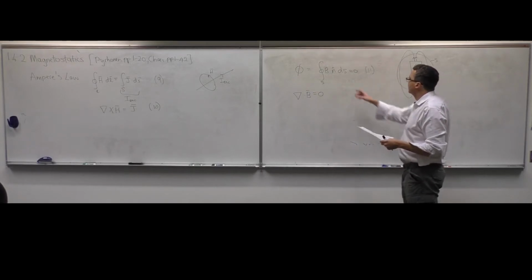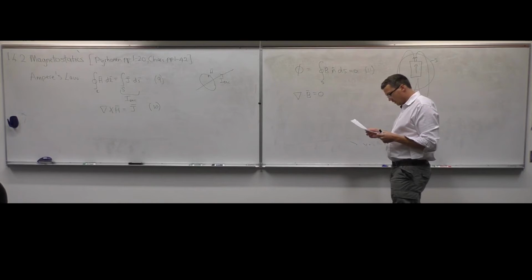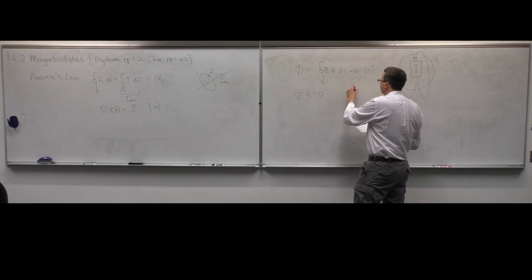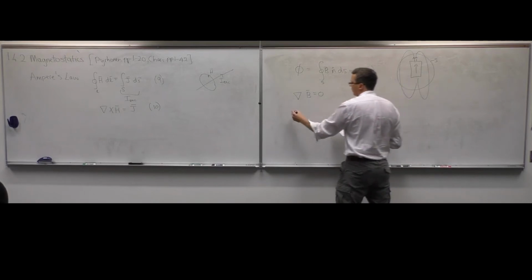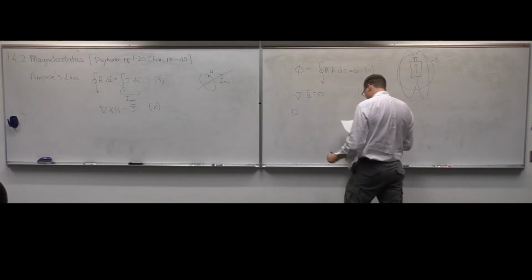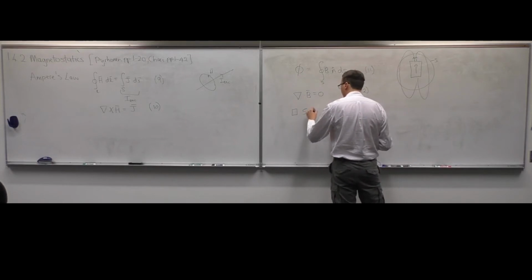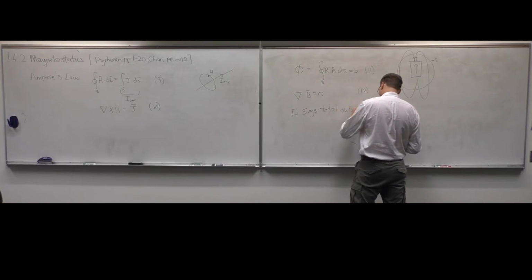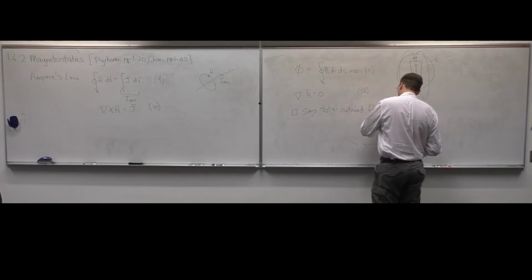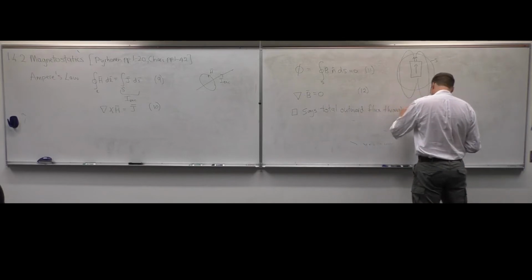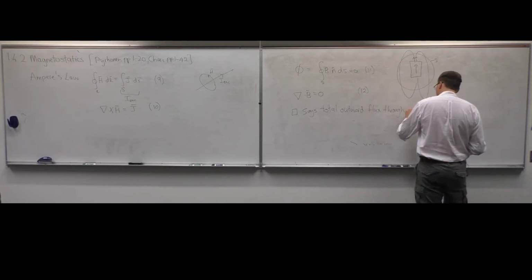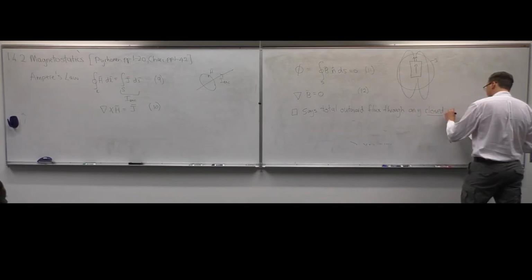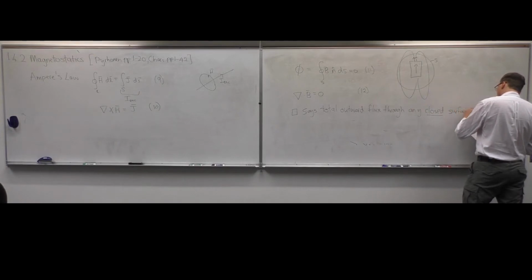If you convert this into differential form, that's equation 11. So this says that the total outward flux through any closed surface is 0.